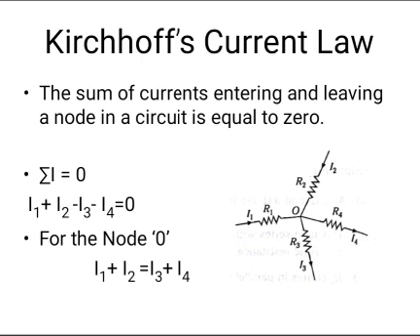So I1 plus I2 minus I3 minus I4 equals 0. That is, I1 plus I2 equals I3 plus I4. Thus, at a junction of a network, the sum of the currents flowing towards the junction is equal to the sum of the currents flowing away from the junction.